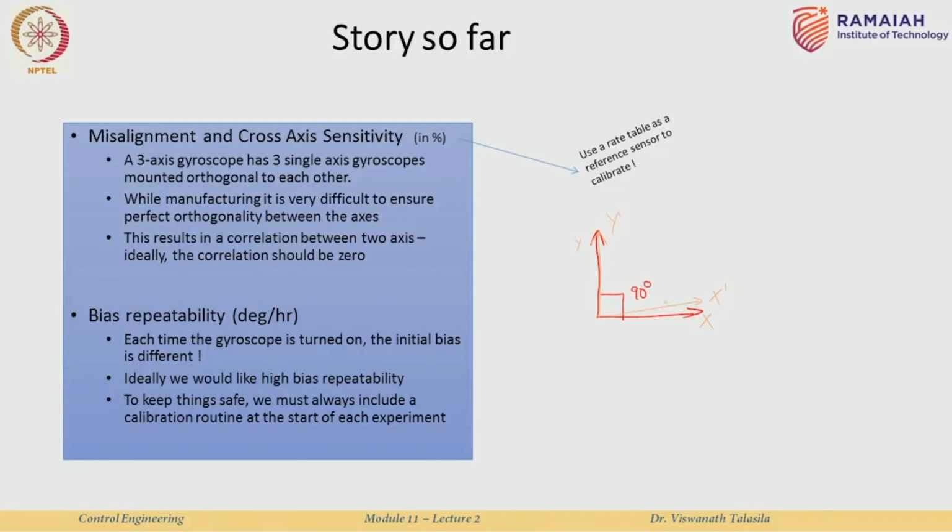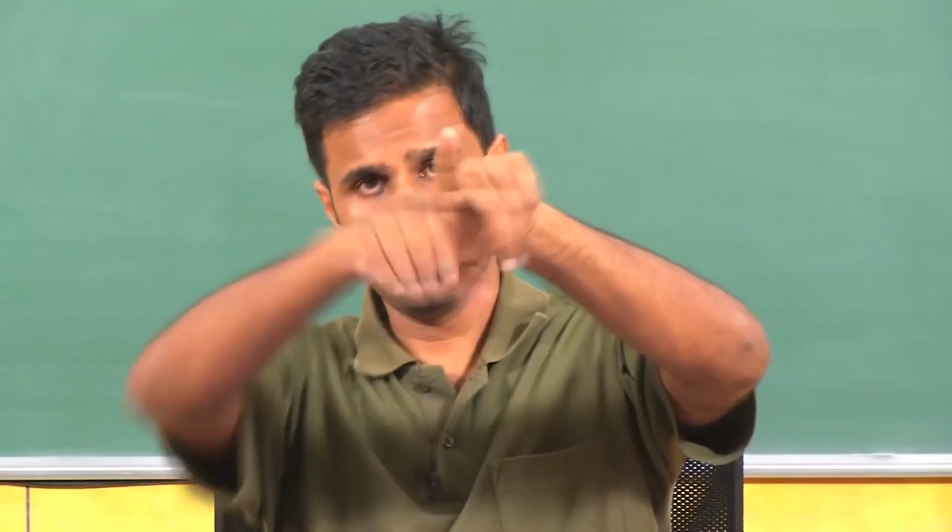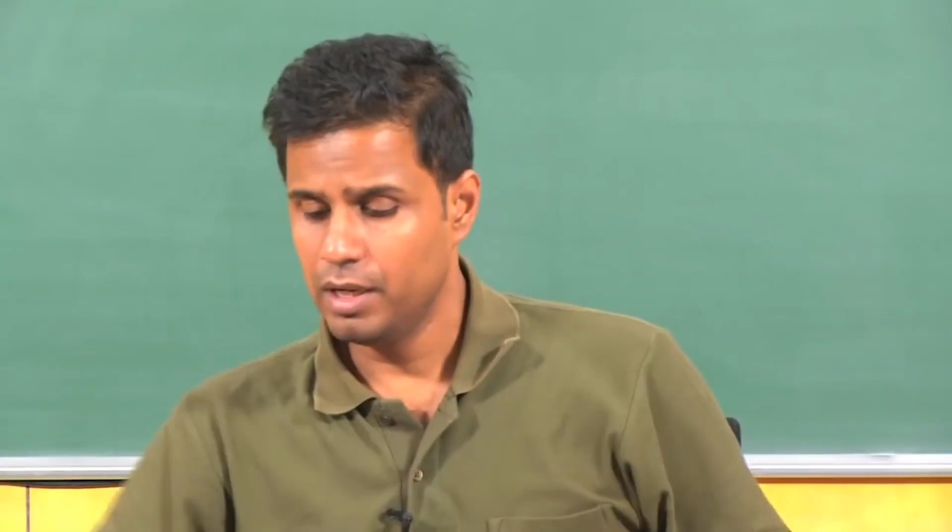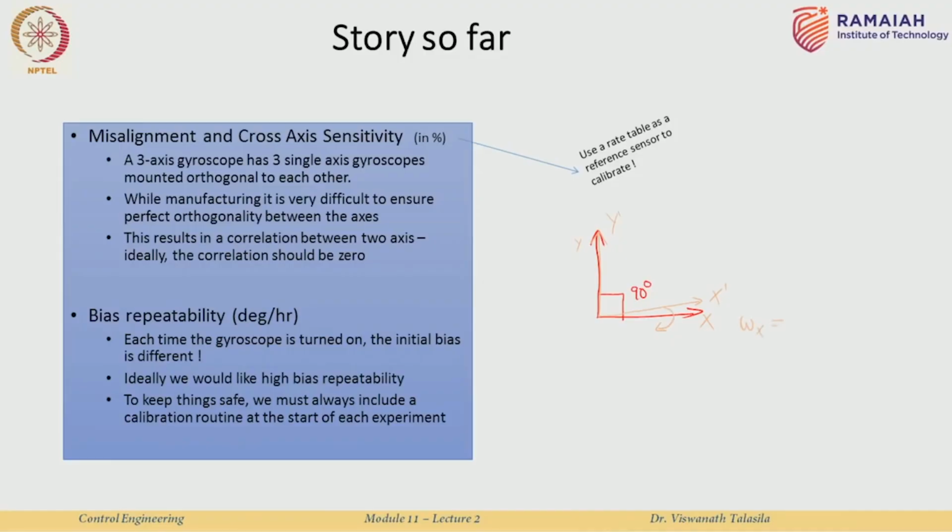So, when you rotate about, say, this axis, which means that you hold this constant and you rotate about that, it means the angular velocity along x must be equal to 0 and the angular velocity along y must be greater than 0. However, because this axis is slightly misaligned and they are not perfectly orthogonal, so this may be like 89.5 degrees or something, you will find that omega x is not equal to 0, it is slightly larger than 0, and that is not true, right. So, this is again a noise.